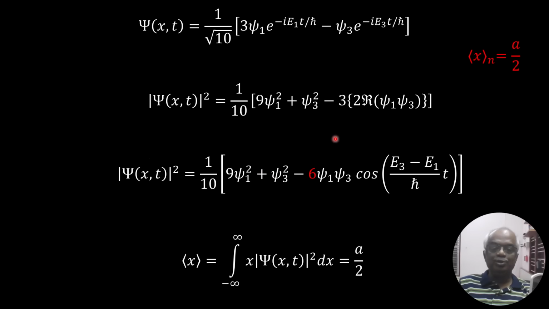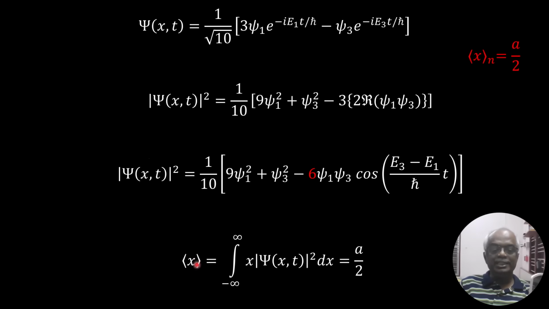So if you take 2 times the real part of psi 1 and psi 3, here the exponential can be written as cos theta minus i sin theta. So we are taking the real part of it, that means the cosine part of it. So 2 times 3 is equal to 6, psi 1 psi 3 cos of (E3 minus E1) over h cross t. So this is the modulus square of the time dependent wave function.